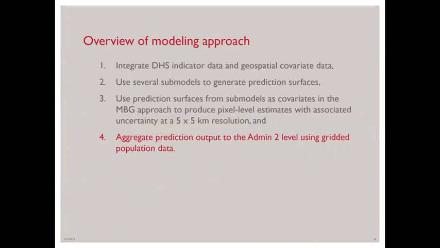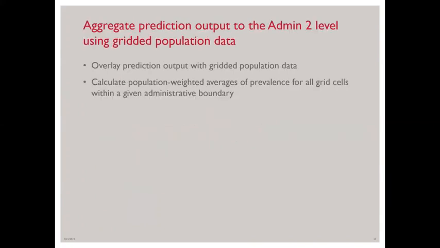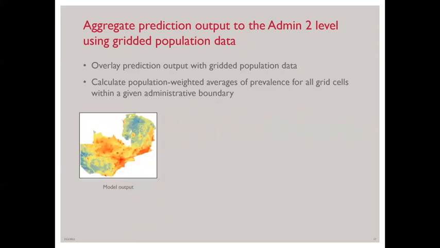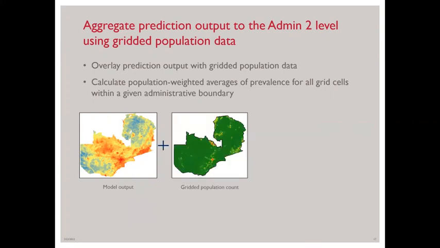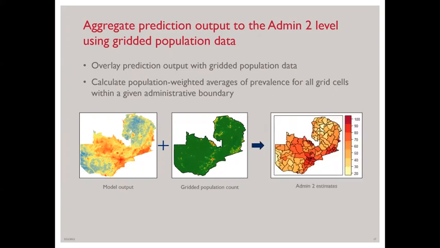Finally, we need to aggregate this output to the admin 2 level. So while the modeling process gives us a detailed output at a 5 by 5 kilometer resolution, we are interested in aggregating this output to the admin 2 level. To do this, we overlay the model output on the left with the gridded population count data. For each admin 2, we calculate the population weighted average of prevalence within that boundary. This is so the estimates of pixels within an admin 2 that have a high population count are weighted greater than the estimates of pixels with little to no population residing in their location. And this results in the final admin 2 estimates shown here on the right.